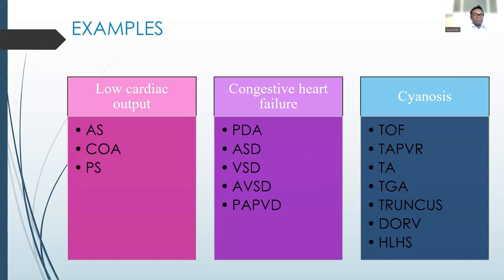For low cardiac output, normally aortic stenosis, coarctation of the aorta, right heart lesions, pulmonary stenosis. Congestive heart failure, that means normally PDA with left to right shunt, ASD mainly very low level, ventricular septal defect, atrioventricular septal defect, and partial anomalous pulmonary venous drainage. And cyanotic, commonly you know, that is tetralogy of Fallot, total anomalous pulmonary venous return, truncus arteriosus, TGA, tricuspid atresia, double outlet right ventricle, and hypoplastic left heart syndrome. These are the common congenital heart diseases associated with this.